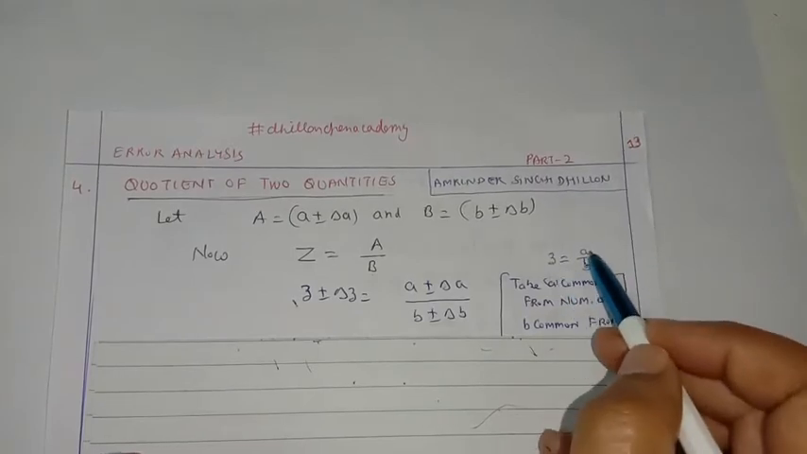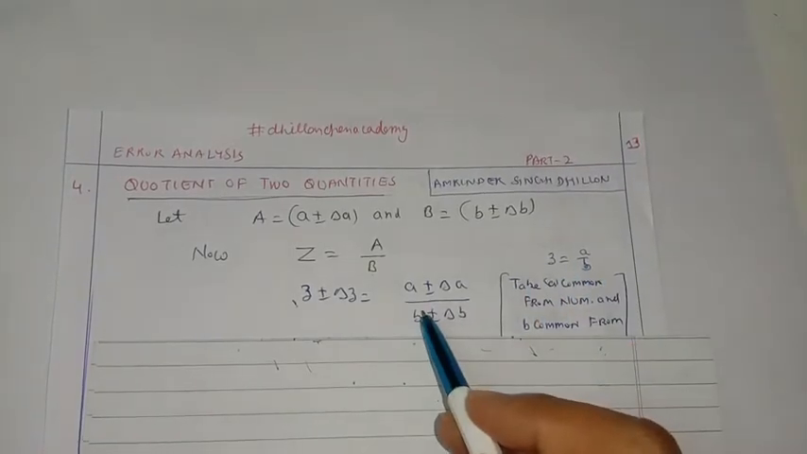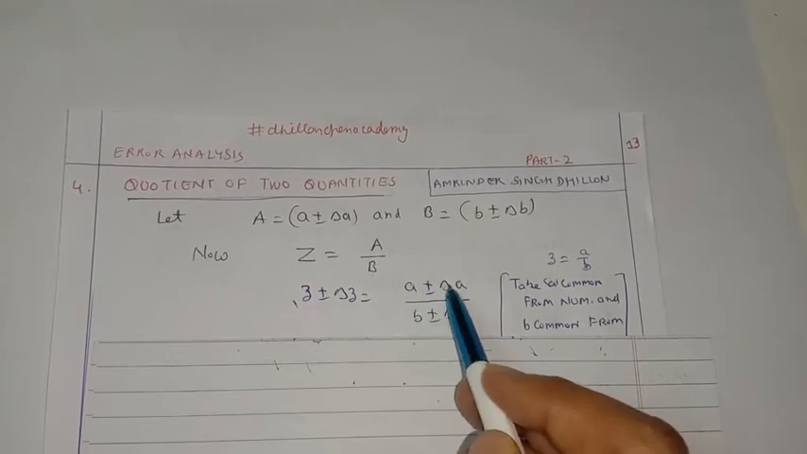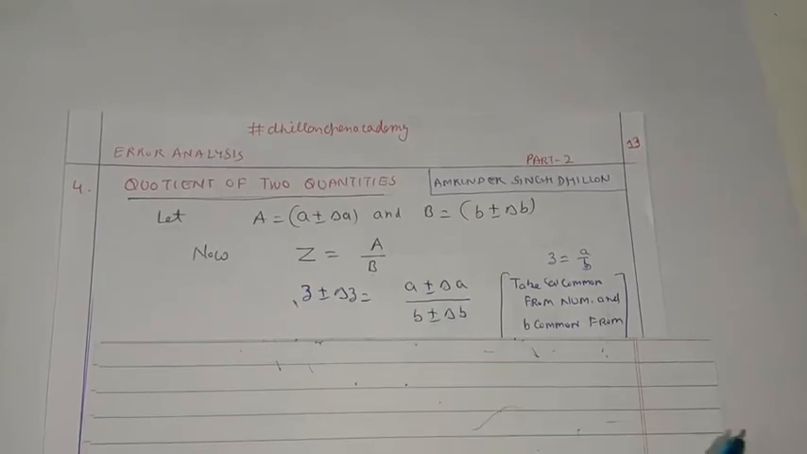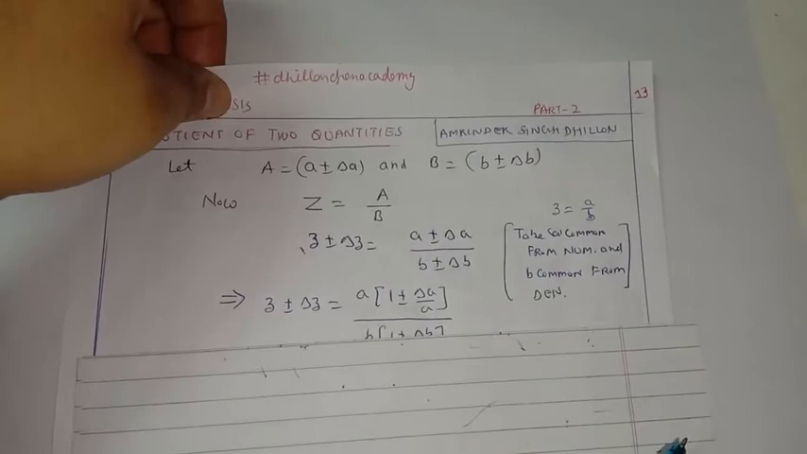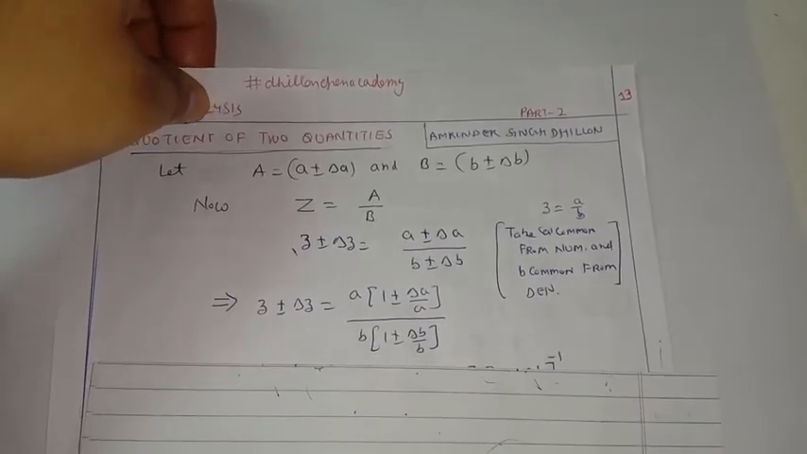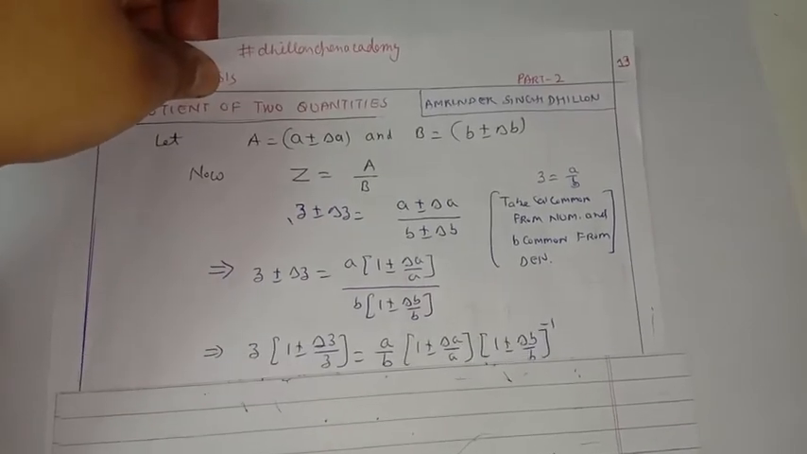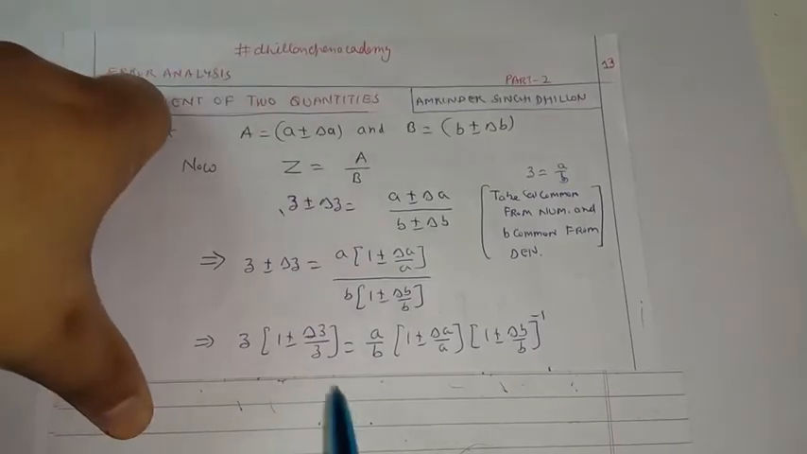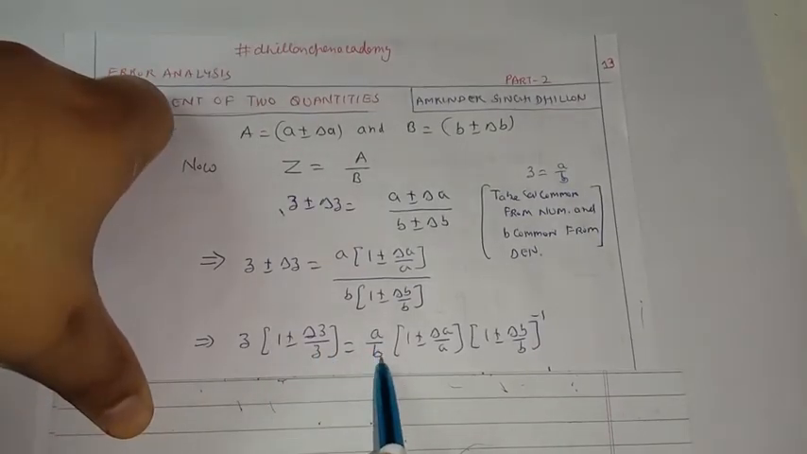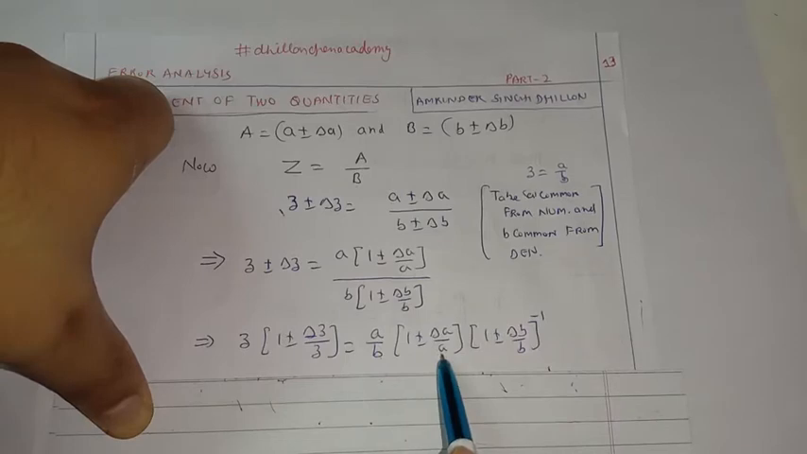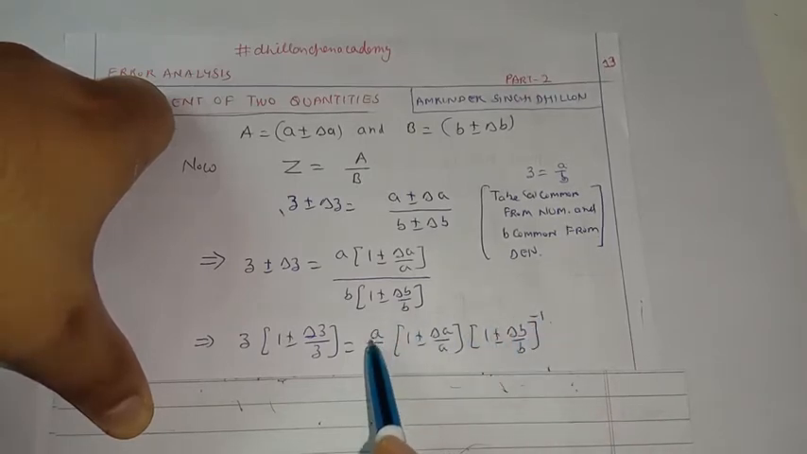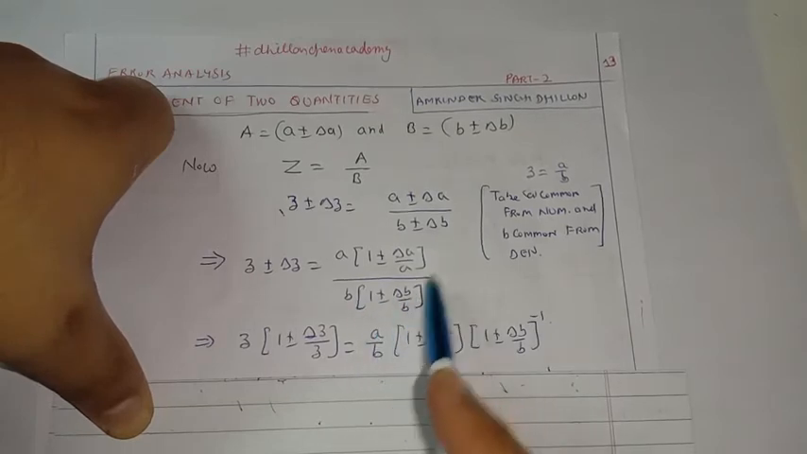So to make z equal to a by b, on the right side we take a common in the numerator and we take b common in the denominator. So we have z plus minus delta z equal to a into 1 plus minus delta a over a, whole divided by b into 1 plus minus delta b over b, which can further be written as a by b into 1 plus minus delta a over a into 1 plus minus delta b over b raised to power minus 1. So this term is taken into the numerator.